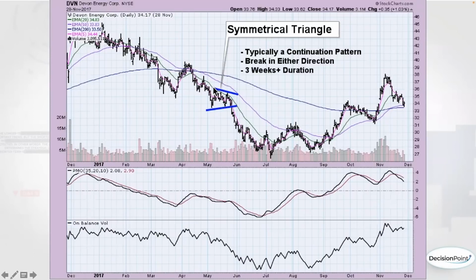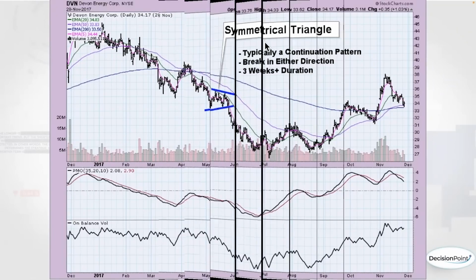Typically you're going to see these form and they're not going to be a reversal. More than likely, you're going to see the prior trend as where you get the breakdown. And certainly in this case, that's what we did get. Unfortunately, there are no downside or upside targets for these types of patterns. But ultimately, if you're looking at a symmetrical triangle at the top of a rising trend, you should expect it to move even higher. All right, let's go for the next one.